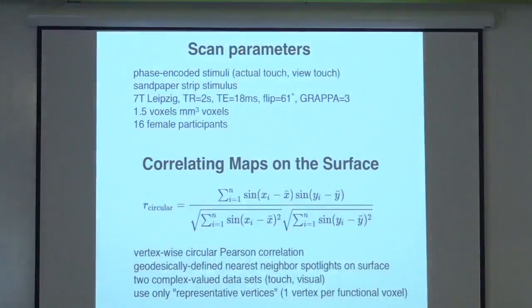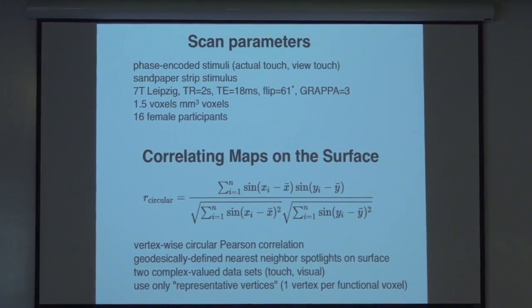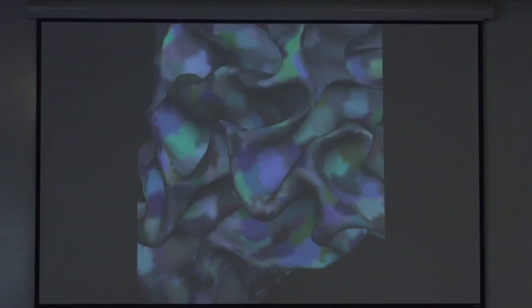And you can view in first or third person, or you can compare, like, what if you just get close with the sandpaper but don't touch? And also all the people experienced actual touching with the sandpaper in addition to just watching people. And this is some 7T data from Leipzig. So we'll just compare sort of actual touch to viewing touch. And we have to sort of up our pipeline a little bit to do searchlight circular correlation of these complex valued data sets.